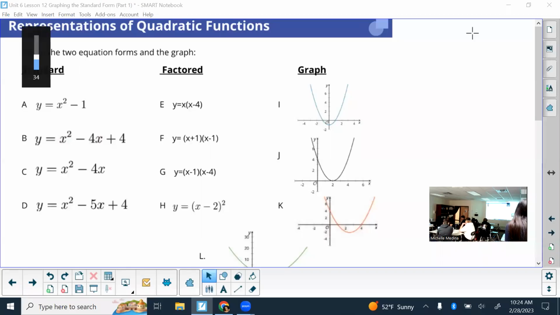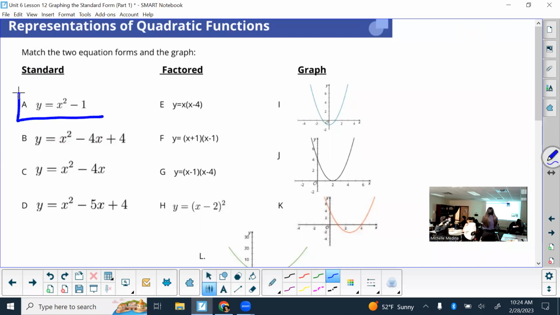All right, so let's see. Again, you should have 4 piles of things that match each other. So I'm just gonna start with A. Which of these in this column is my factored form of A? E, F, G, or H? Okay, 1 vote for F. Anyone agree, disagree?